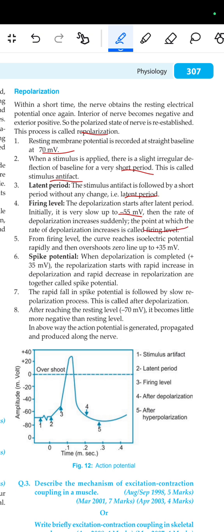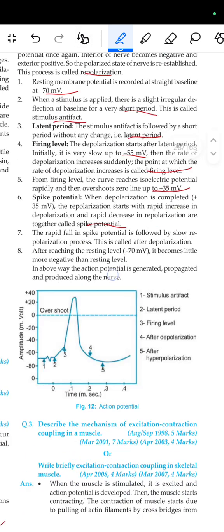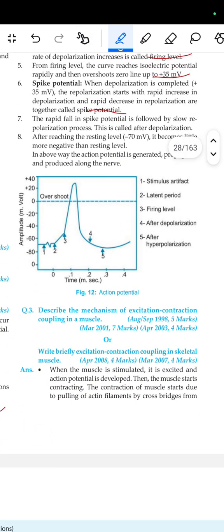From the firing level, the curve reaches the isoelectric potential rapidly and then overshoots the zero line up to plus 35 millivolt. Spike potential: when the depolarization is completed at plus 35 millivolt, the repolarization starts. The rapid rise in depolarization and rapid fall in repolarization together are called the spike potential. After this, the rapid fall in the spike potential is followed by the slow repolarization process. This is called the after-depolarization. After reaching the resting level, it becomes a little more negative than the resting level. In this way, the action potential is generated, propagated and produced along the curve.